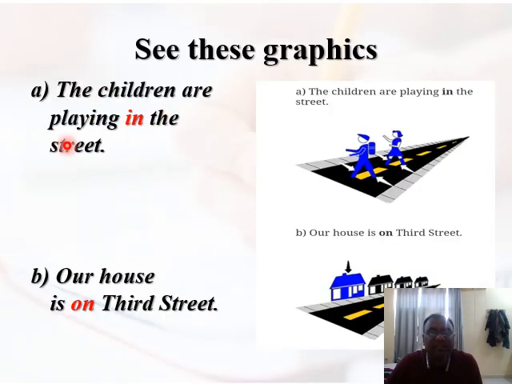The children are playing in the street. Now, when we use this sentence, the children are playing in the street, that means they are using the street as their medium, as their place for playing. Okay. Our house is on the third street. On the third street means beside the third street. That is a specific address given, and our house is situated on that specific place beside the third street. Clear?